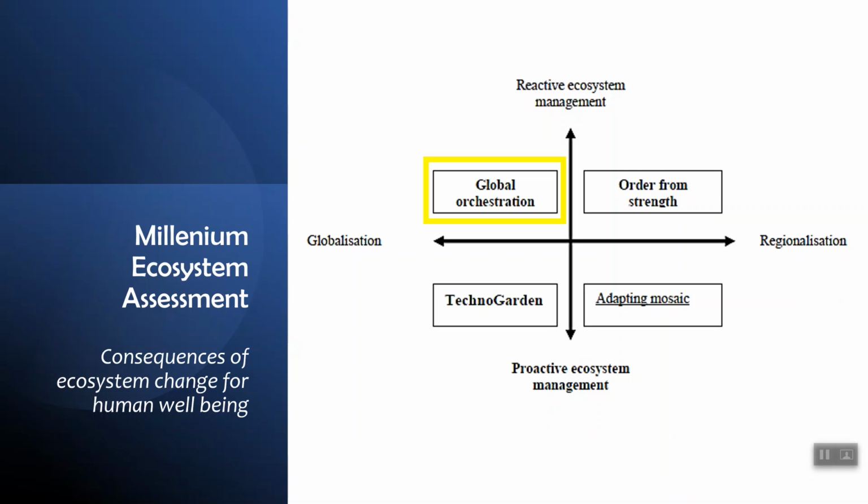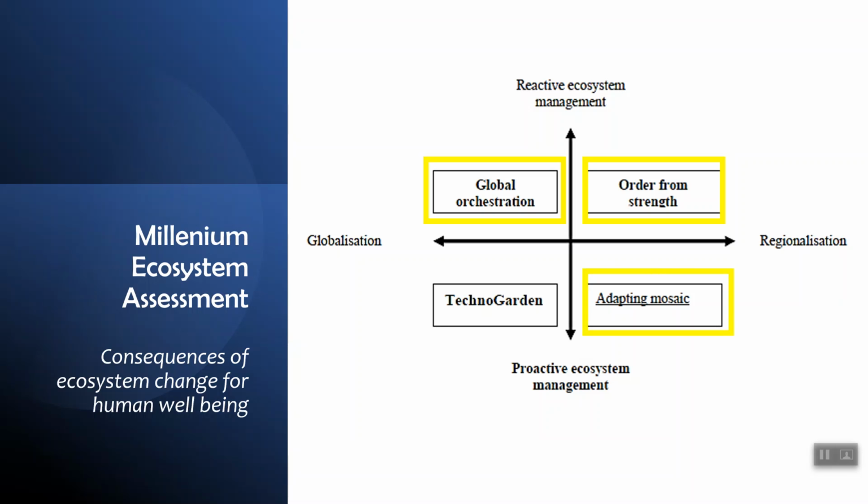Economic growth in this scenario is the highest of the four, while it's assumed to have the lowest population in 2050. Order from strength, this scenario represents a regionalized and fragmented world concerned with security and protection and taking a reactive approach to environmental problems. Economic growth rates are lowest in this scenario, while population growth is the highest. Not good.